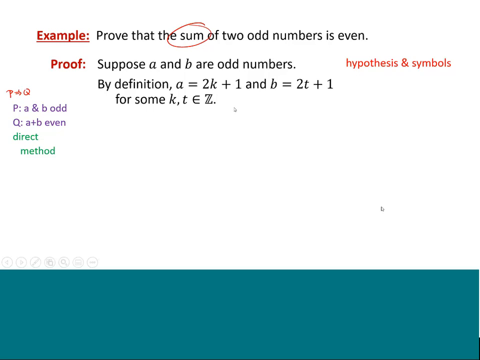Now, quick check. Why did I use K and T? In other words, why did I use two different symbols right there? Anybody have a guess?